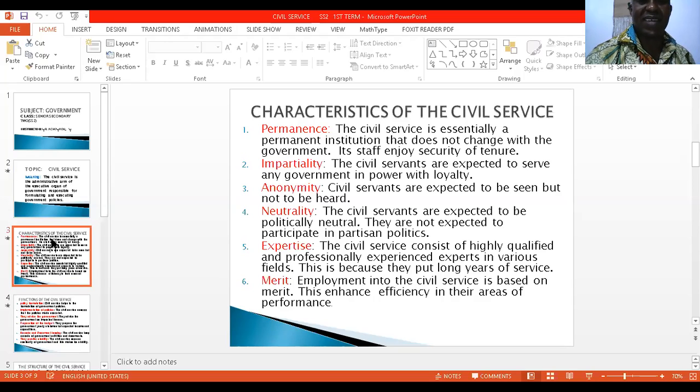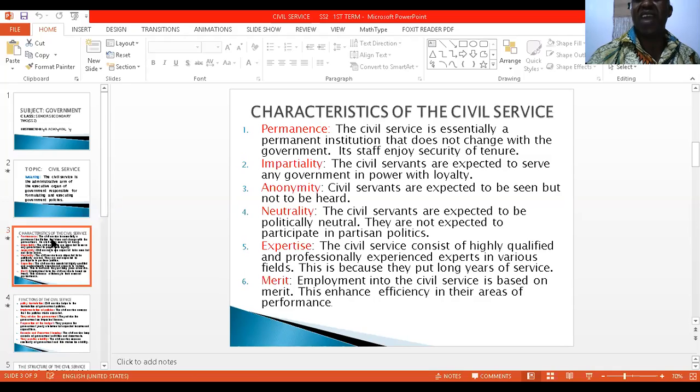Permanence. The civil service is essentially a permanent institution that does not change with the government. Its staffs enjoy security of tenure. They don't change with the government. You know, government can change, but the civil service, they remain the same. That is the reason why they are permanent. They serve any government that comes to power. After 4 years, this government will go. And the civil service, they remain there, permanent.